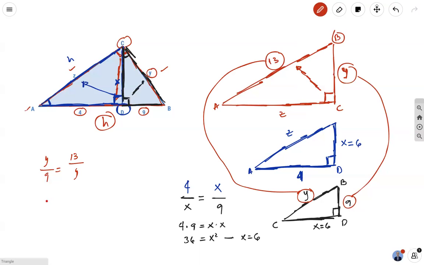And once again, I'm going to solve for y. So that's y times y equals 9 times 13. This is y squared is equal to 9 times 13. And y is equal to the square root of 9 times 13. The square root of 9 is 3. So y is equal to 3 times the square root of 13.